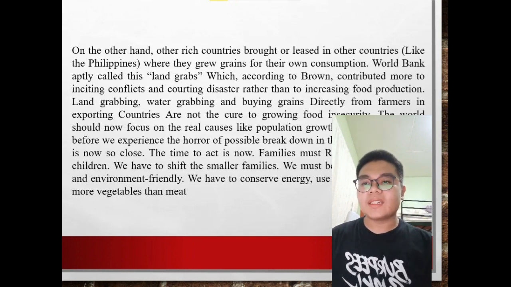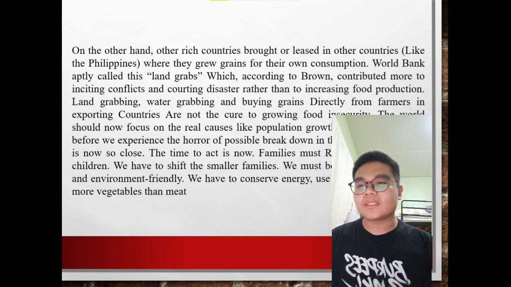On the other hand, other rich countries bought or leased land in other countries like the Philippines where they grow grains for their own consumption. The World Bank aptly called these land grabs, which, according to Brown, contributed more to inciting conflicts and courting disaster rather than increasing food production. Land grabbing, water grabbing, and buying grains directly from farmers in exporting countries are not the cure to growing food insecurity. The world should now focus on the real causes like population growth and climate change before we experience the horror of a possible breakdown in the food system, which is now so close.